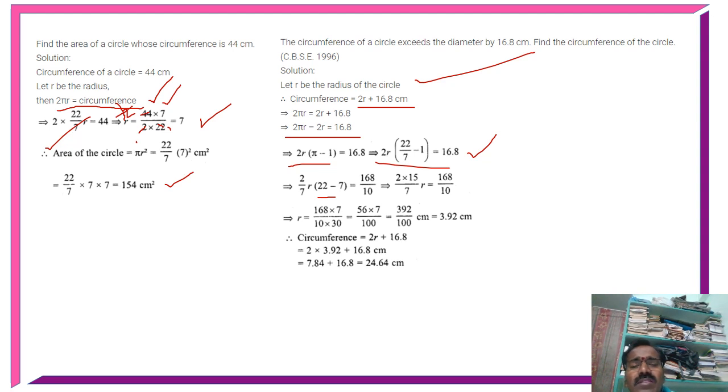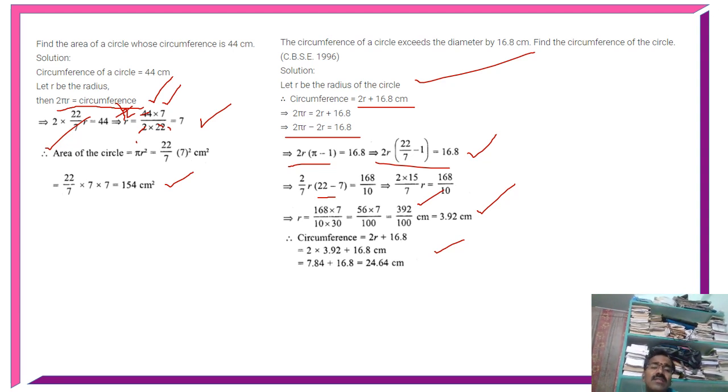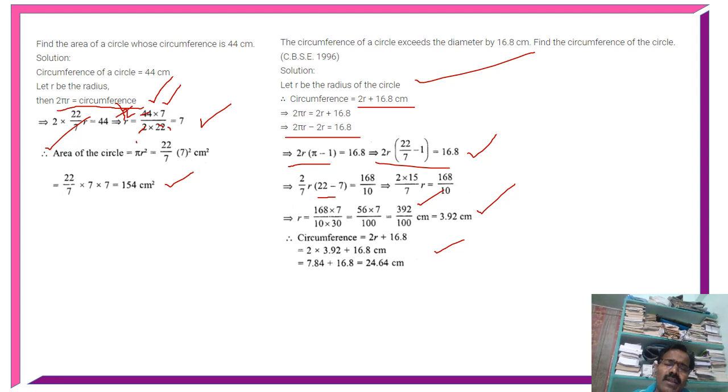So if we transpose to the other side of the equality, it becomes division. After the reciprocal and simplification, we got 392 by 100, that is 3.92 centimeters. Circumference, we know, if we substitute and factorize, we get the circumference of the circle as 2r plus 16.8 according to the question. Or else 2 pi r also you can take, that is no issue. If you take 2 pi r also, you get the same value. If you write 2r plus 16.8 also, same way. So 2 into 3.92 plus 16.8.